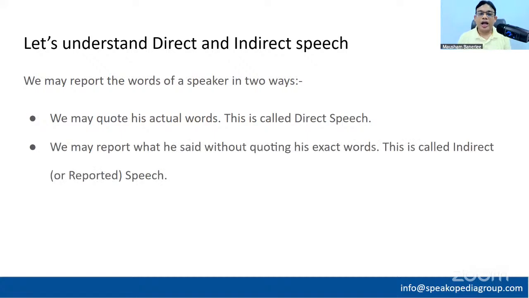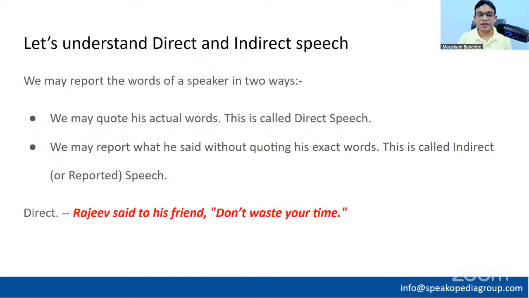And I may do it differently also. We may report what he said without quoting his exact words. This is called indirect speech. I can also reframe it in my way and say it in a different way. That is called indirect speech. So direct speech means I quote another person exactly what he said without making any changes. That is called direct speech. Indirect speech is I reframe the sentence in my own way and then explain it to another person. That is indirect. So let's look at the example.